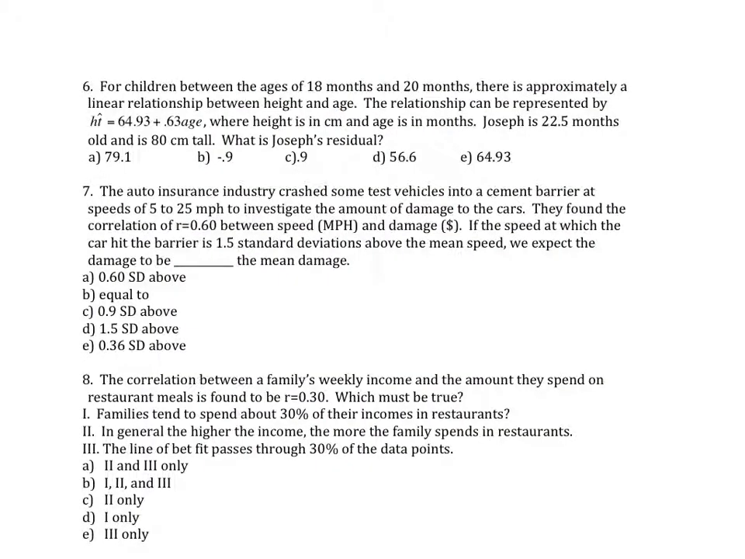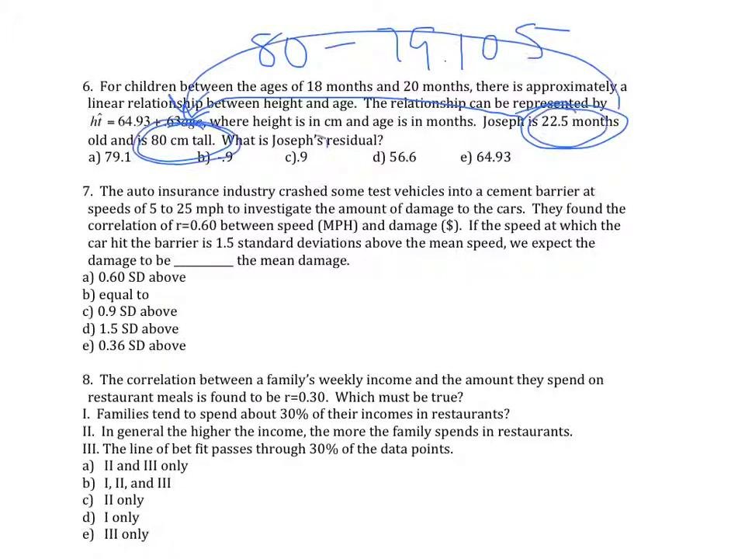This next question is looking to see if you understand what the residual is. Again, Joseph is 22.5 months old and his height is 80 centimeters tall. So his observed height is 80. To get his predicted height, we're going to plug the 22.5 in for age. And when we do, we're going to get about 79.105, which is going to leave us a residual of about 0.9.